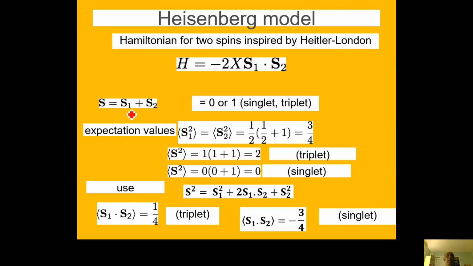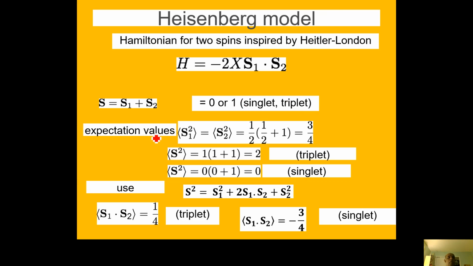One is you can have both opposite, so that means your total S will be 0, or you can have both upwards, and you get 1. You can also have linear combinations. So you will have 1 singlet and a triplet that has total spin 1.